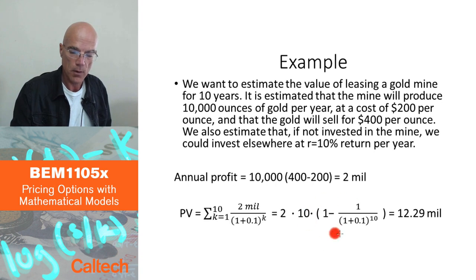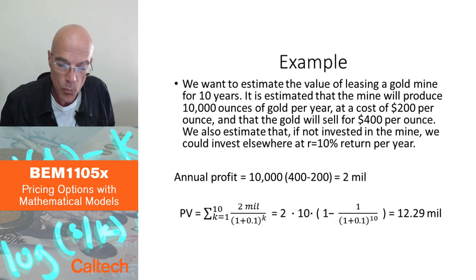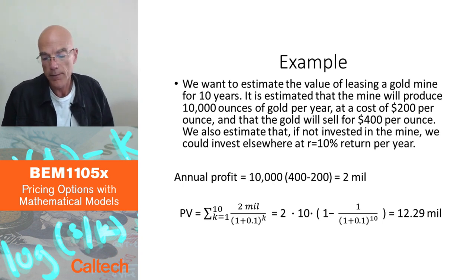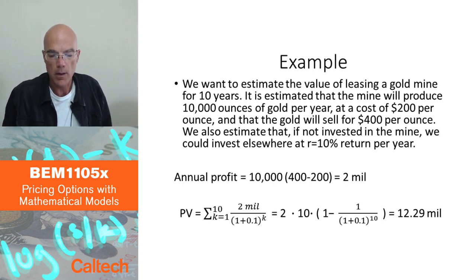And if you compute all of that, it's something like $12.3 million. Okay? So a rough computation, a rough estimate, if you believe these numbers, would be that a fair price for renting this mine would be something like $12.3 million.